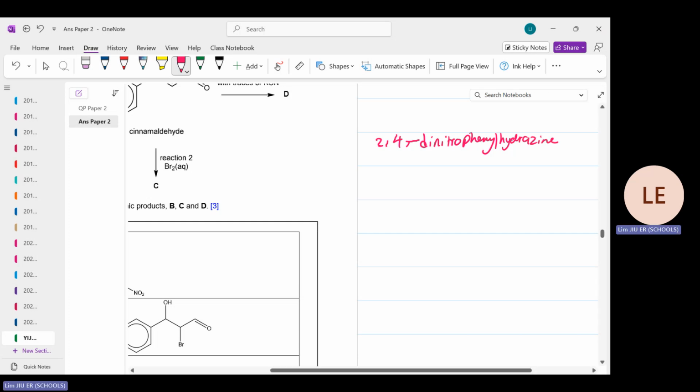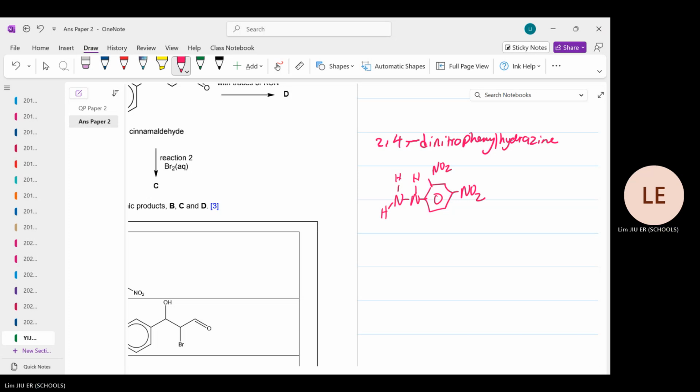Okay, so first thing you must know is that the thing is actually a hydrazine. So you must have your hydrazine first. This is your hydrazine. 2,4-dinitro means what? At the second position and at the fourth position, I have my nitro. So I settle my 2,4-DNPH. Then how do I get the structure?